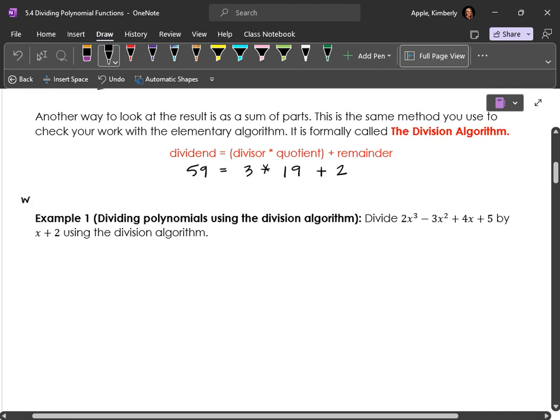Now with polynomials, we have to give these a name, and we still call them the dividend, the divisor, the quotient, and the remainder, except we give them these more formal names. We call the dividend f of x. We call the divisor d of x. We call the quotient q of x. And we call the remainder r of x. So those kind of make sense, and we'll get more into that in just a second.